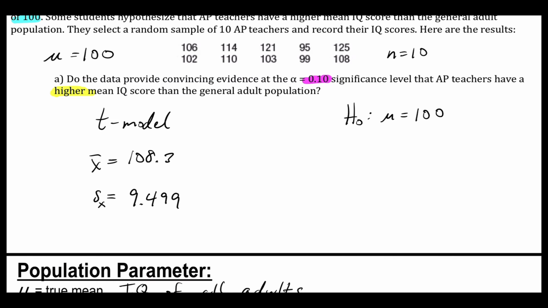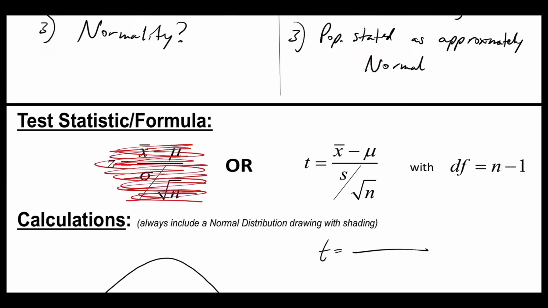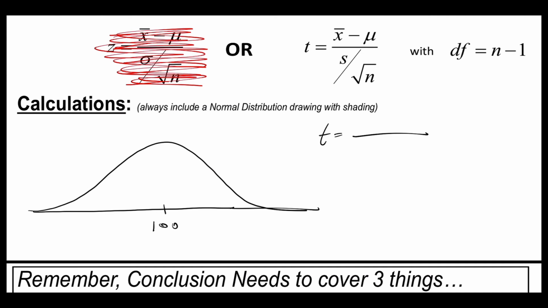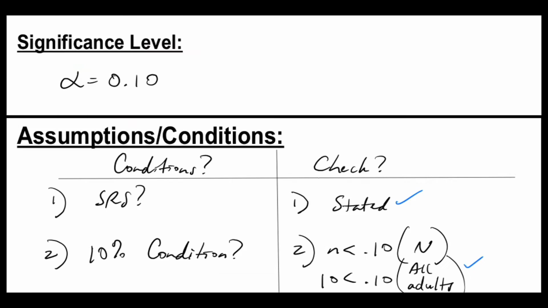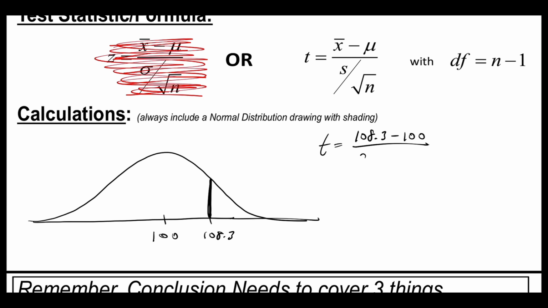All right, so now I'm going to go down and use those. 108.3 minus 100, and then the standard deviation, 9.499, divided by the square root of n, which is 10. Which way do we shade, right or left? Right. Greater than, good.